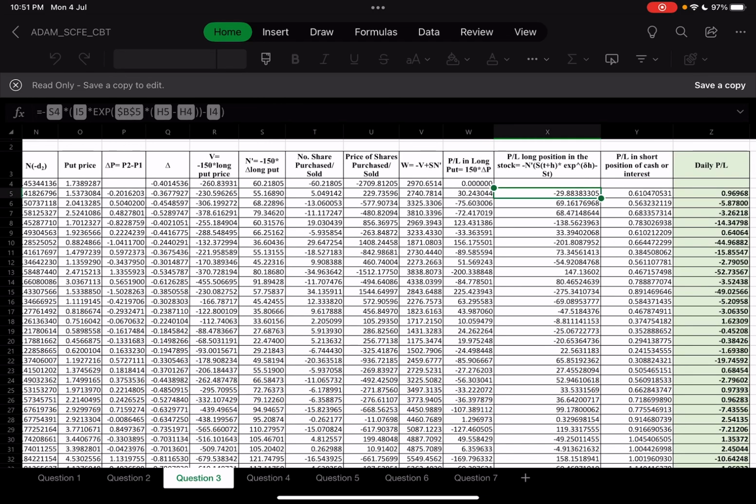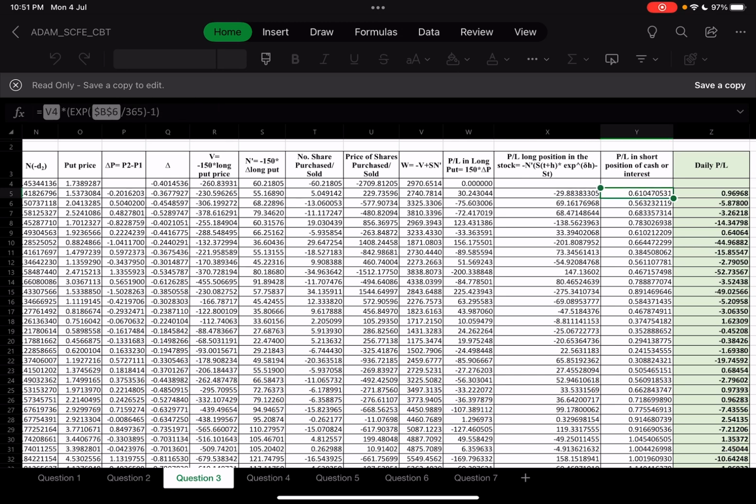And then to find the profit or loss of the long position in the stock, we have also stated the formula there: negative n prime times the stock price at time t plus h times the exponential power of delta h, minus the stock price. So we will apply the values that we have gotten from the previous steps, and then we will get the profit or loss of the long position in the stock.